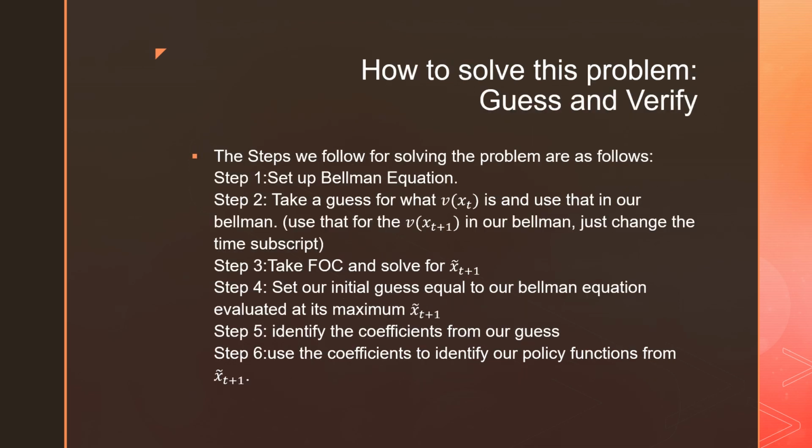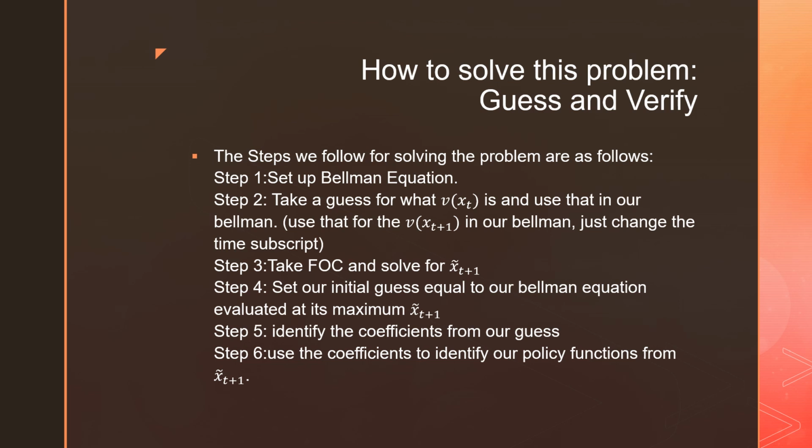So the way we're going to solve this problem is going to involve 6 steps, and we're going to go through each one of these. Step 1 is that we're going to set up the Bellman equation. Step 2 is that we're going to take a guess for what Vt is and use that in our Bellman, meaning that for the Vt plus 1 part in our functional equation, we're going to plug in what our guess is going to be. In step 3, we're going to take our first order conditions and solve for this xt plus 1 tilde, meaning the cake size in time t plus 1, though this is an intermediate step. And from there, we're going to take our initial guess and set it equal to our value equation evaluated at this xt plus 1 tilde.